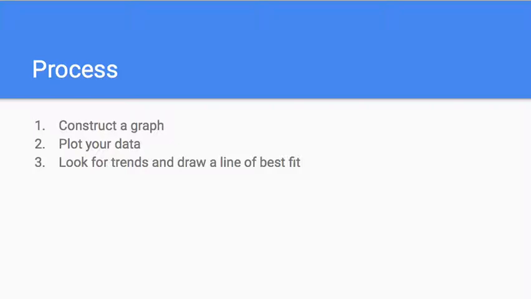To make your scatter plot, you first want to construct your graph. So you're going to use graph paper. You're going to have your x-axis and y-axis. You need to label everything and put your units. Then you want to plot the data. And finally, you're going to look for trends and draw a line of best fit.